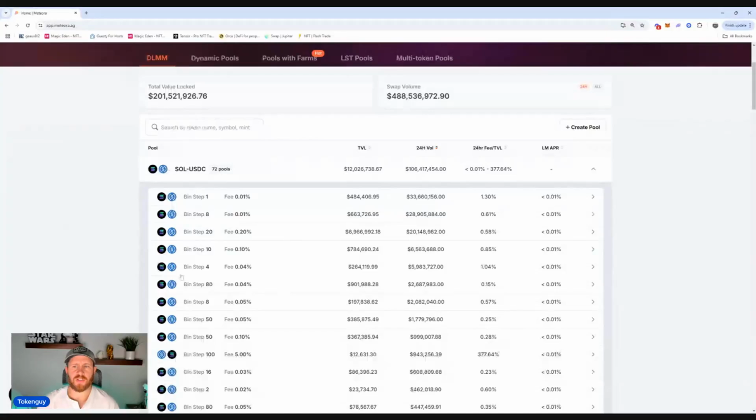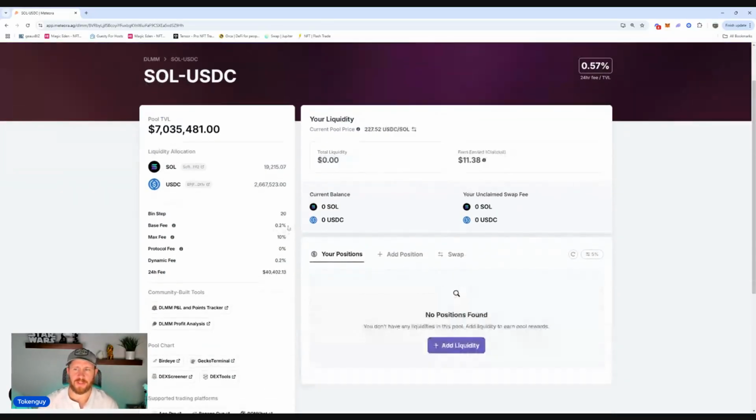The bin steps are essentially the amount of steps or the amount of percent that a token price needs to move before it swaps between bins. It kind of is a general range that your pool will be set up in, as dynamic liquidity market makers are concentrated liquidity pools, meaning that you focus them on one area of price range, which I'll show you in just a moment. So we're going to click on bin step 20, with a 0.2% fee. This is the base fee that we charge people whenever they buy or sell Solana to USDC or USDC to Solana, and they go through our pool.